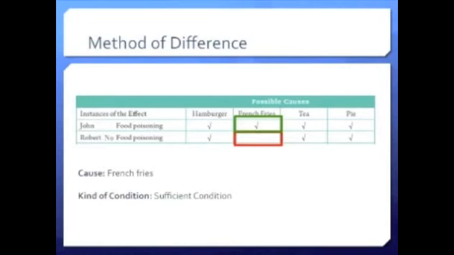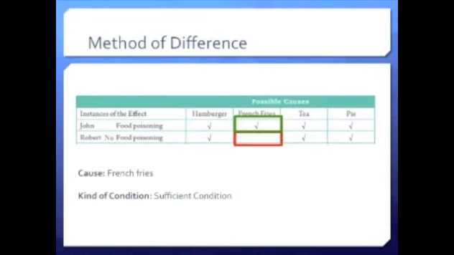For even if it were the case that the cause of John's food poisoning was that he had hamburgers, french fries, tea, and pie together, so they are jointly sufficient, Mill's method would still be able to identify the french fries as a cause, which would allow for further testing and perhaps progress towards identifying the necessary and sufficient causes.